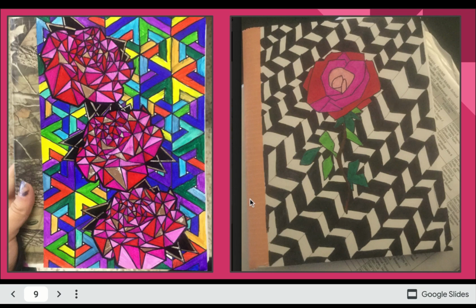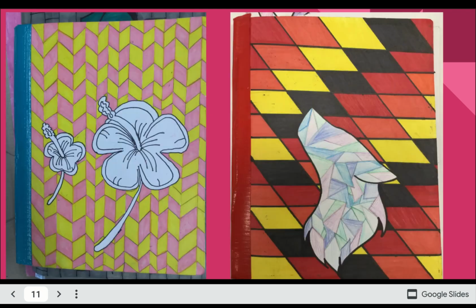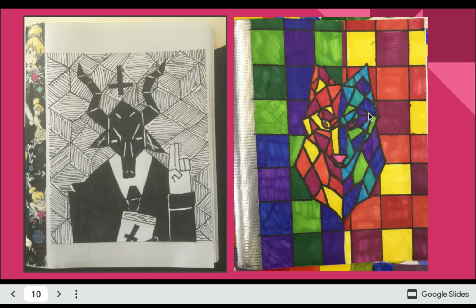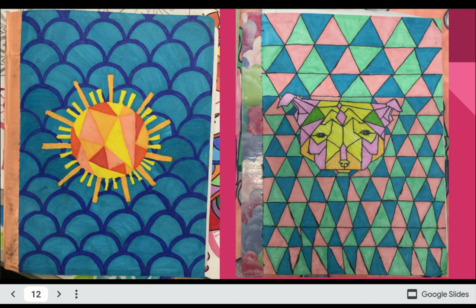Here are some examples from other students. Some people did stick with the black and white realm. I like this one where they contrast it with half and half. And then they stuck with the cool colors, warm colors, cool colors, warm colors. Super creative in my opinion. Here's some more that stand out.